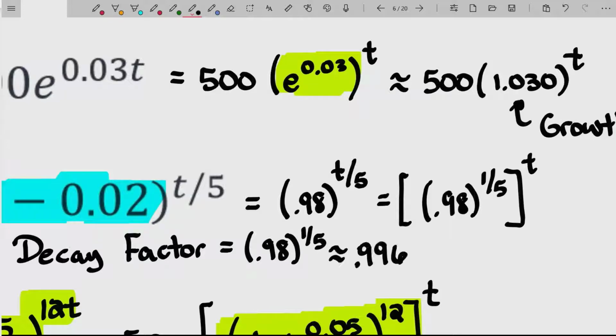And grabbing a calculator, we find that the decay factor is roughly about 0.996. In other words, every time period that passes, we get to keep 99.6% of the population, or in other words, we lose 0.4% of the population. But there's something more important about this, and that is this: how to interpret this fraction.